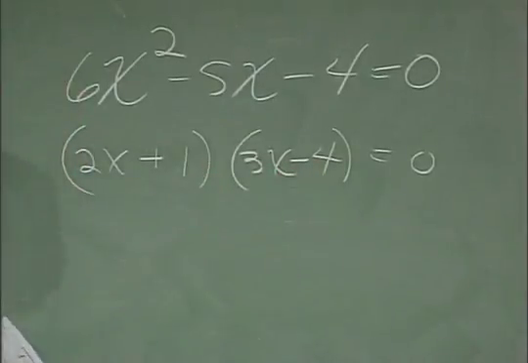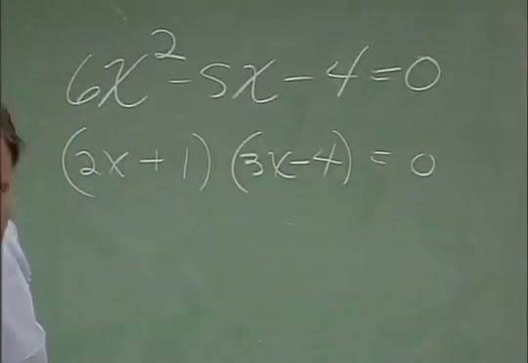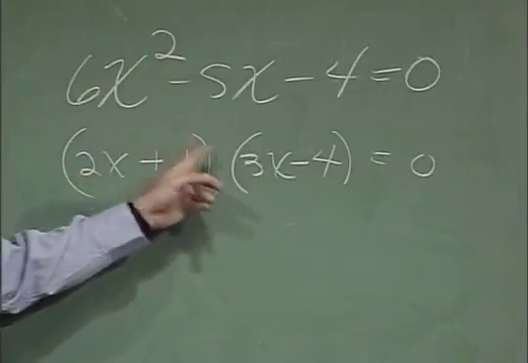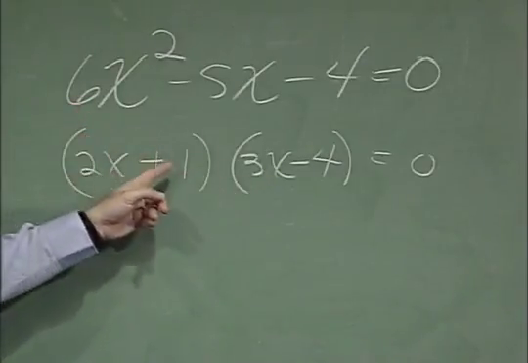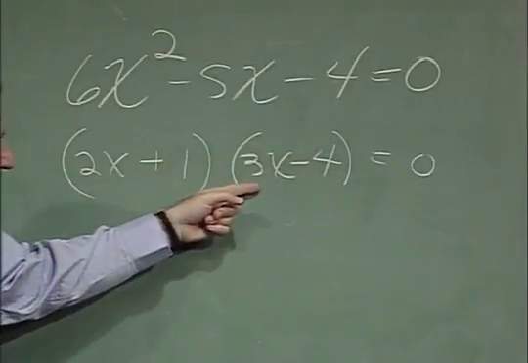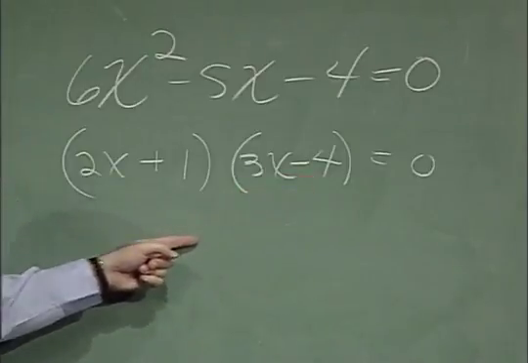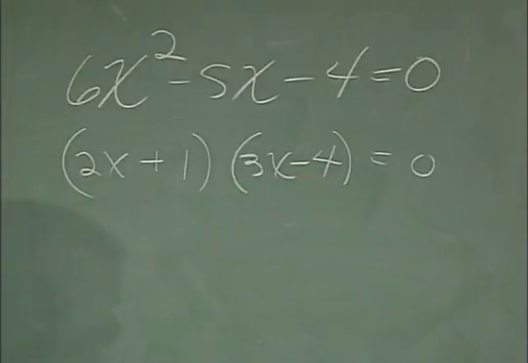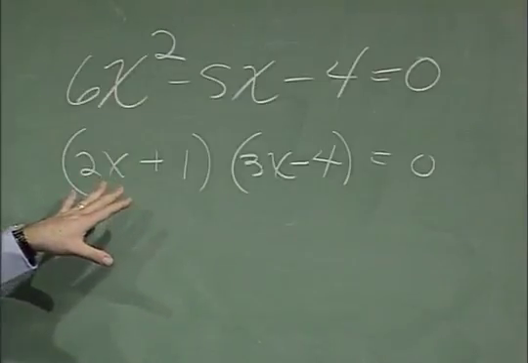But let's double check it. Just because it's on my sheet of paper doesn't necessarily mean it's correct. 2x times 3x will give me the 6x squared. And I know the 1 times the negative 4 will give me the negative 4. This will give me positive 3x. This will give me negative 8x. A positive 3x and a negative 8x gives me negative 5x. This is the proper factoring.